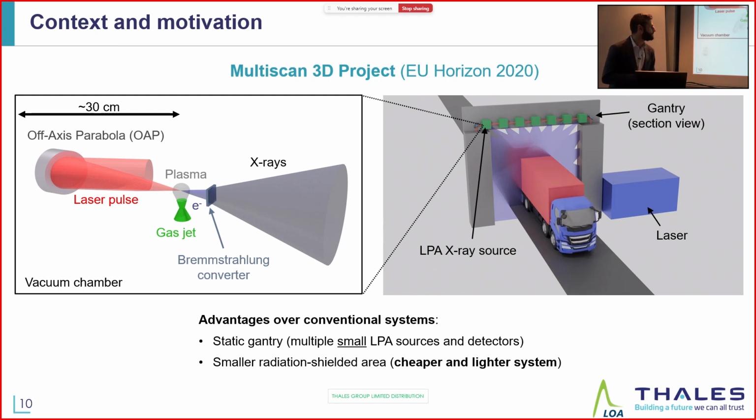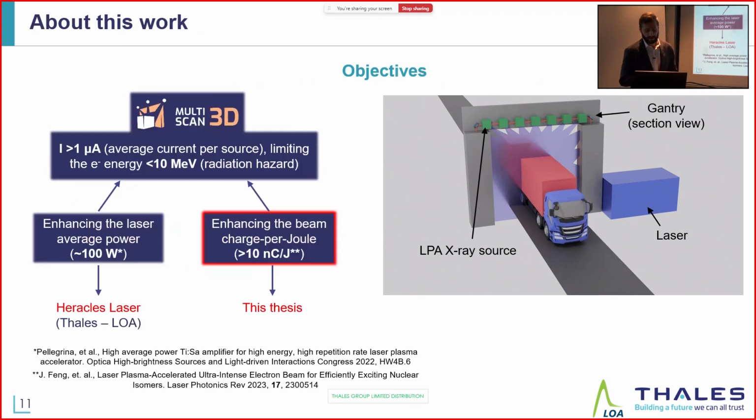So, what are the objectives of both the Multiscan 3D project and my thesis? In order to make this device possible, the partners of the Multiscan 3D project define the requirements, the needs, in terms of average current, and this is clearly linked to the title of my thesis. We need average currents per source exceeding 1 microampere, as you can see here. Current laser plasma accelerators usually produce tens of nanoamperes, so 1 microampere is quite an improvement, and ideally we also want electron beams with energies below 10 MeV for radioprotection issues.